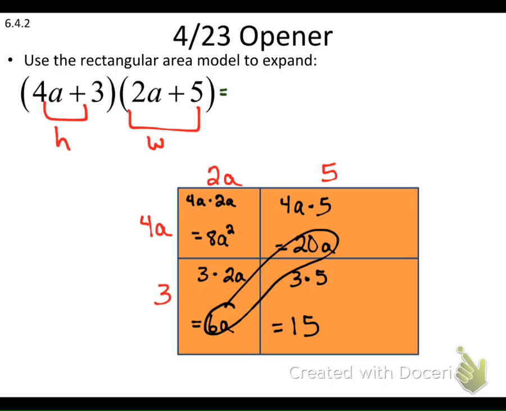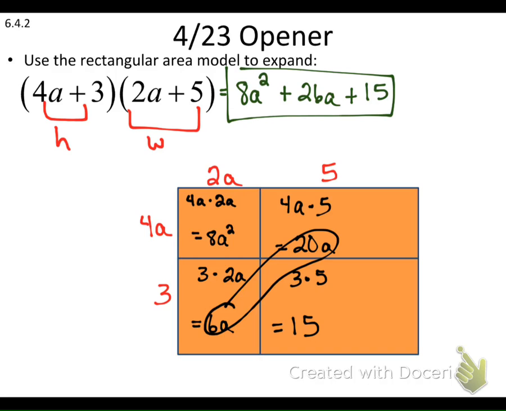And what goes first? Because you're going to put the term with the most exponents first. So we have 8a squared plus, then what? 26a. Don't add your a's together. It's only when you multiply. So 26a. Then what do I have left? Plus 15. We're going to box it. That's our final answer. So my answer represents the area of this area model.